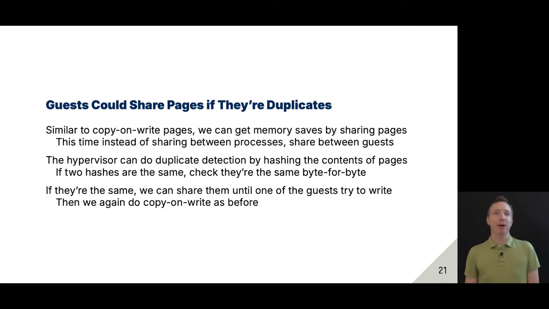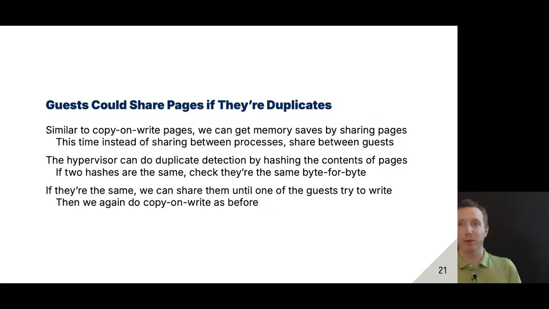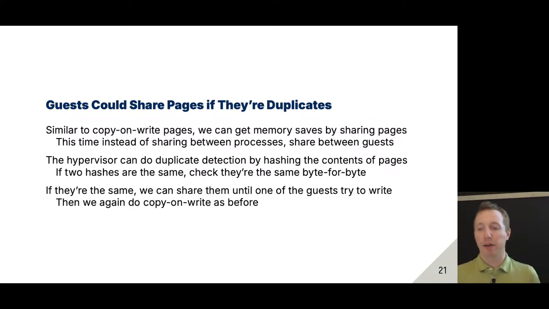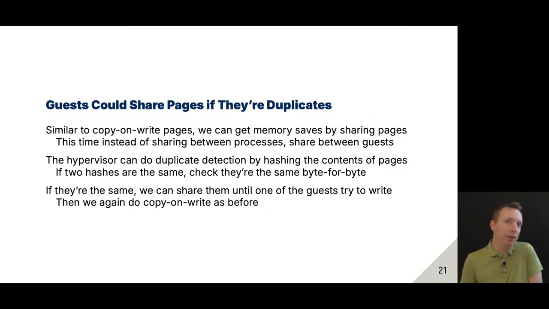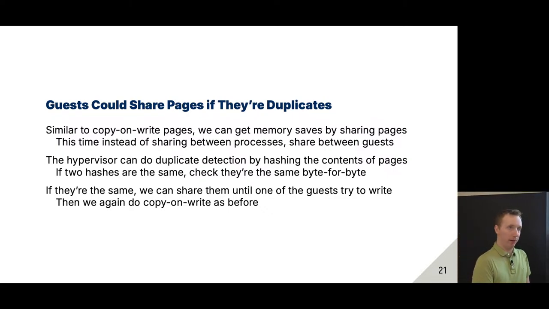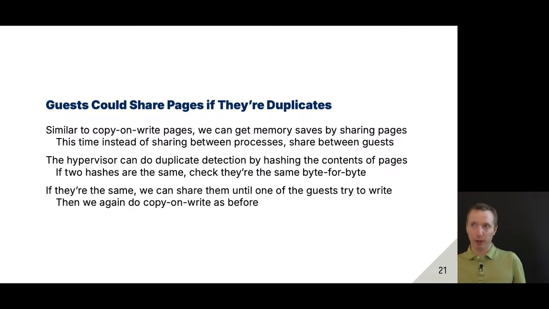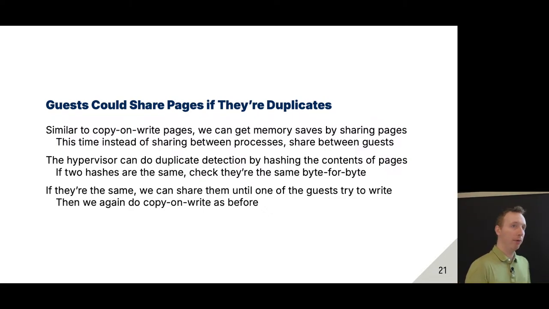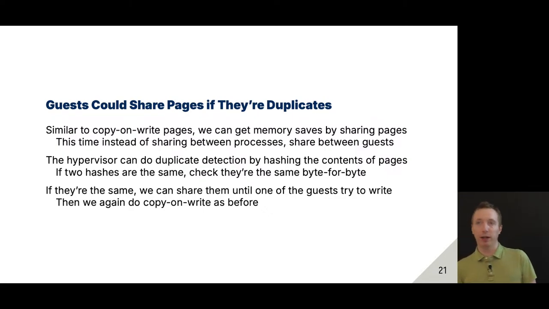Other fun things: we did copy on write, right? We did copy on write for processes to save memory. So guests could also do the same trick because they could share pages if they are complete duplicates, but unlike copy on write, where we start because we fork and we know two things are supposed to be exactly the same, we don't exactly know that for virtual machines. So what the hypervisor does is try to detect duplicate pages between virtual machines.